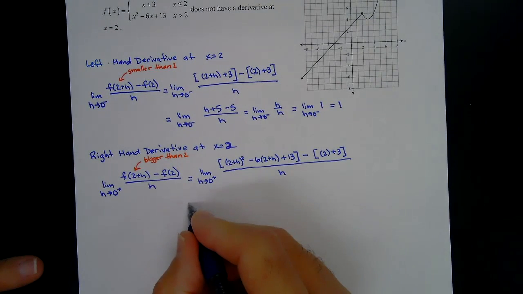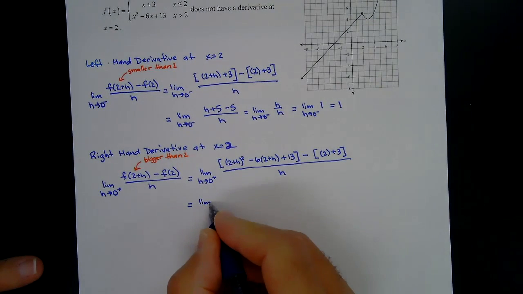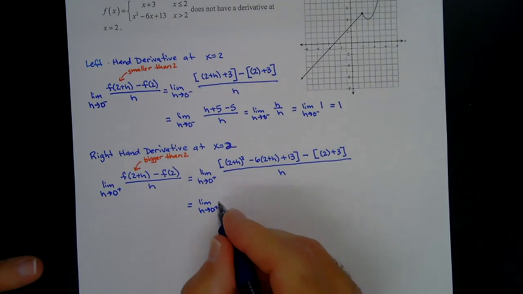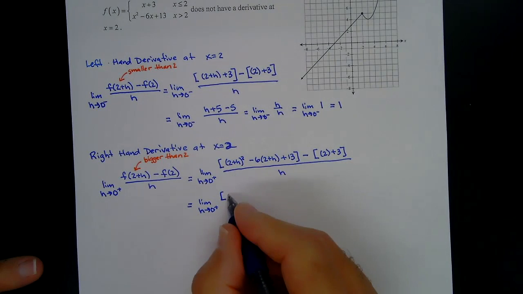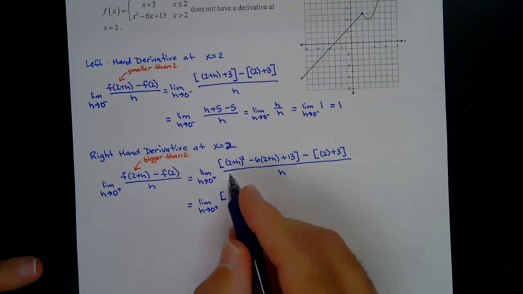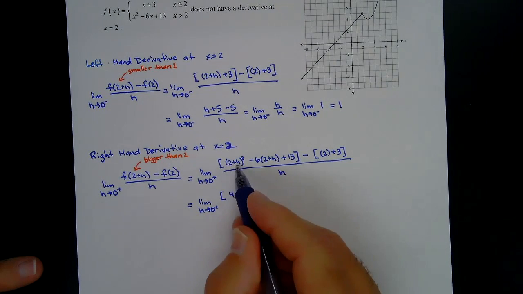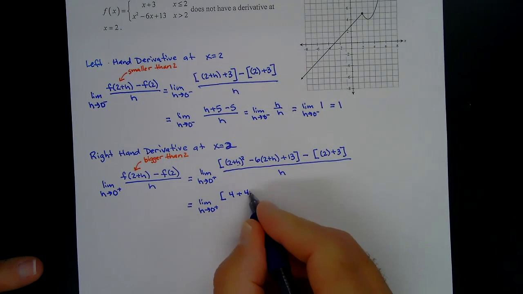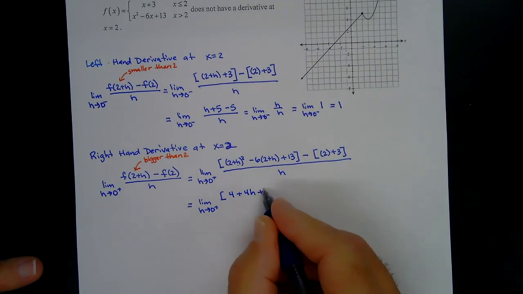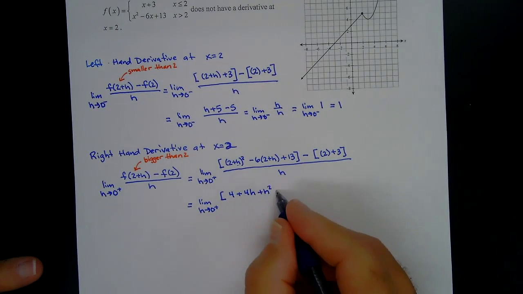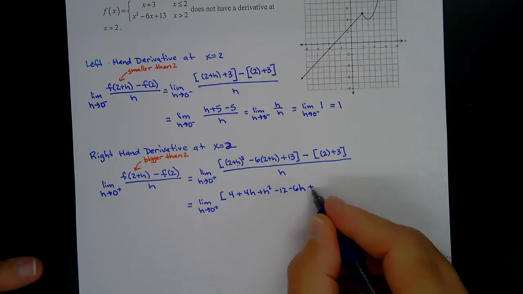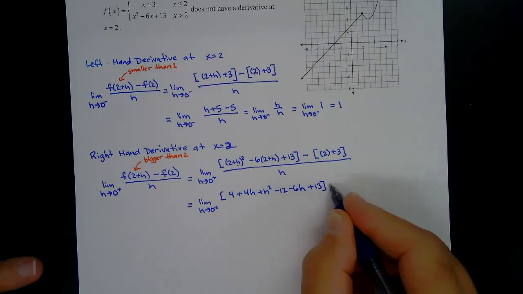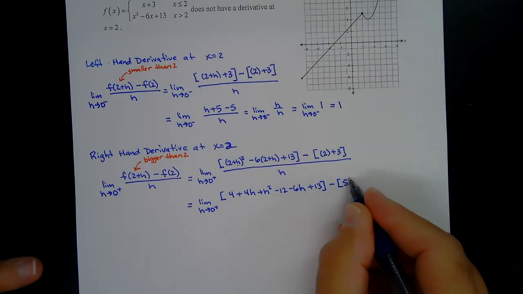So then this is equivalent to the limit as h approaches 0 from the right. And maybe you've done this so much now that you're starting to pick up on the pattern. It's going to be 2 squared, which is 4, plus we're going to multiply and double this. So 2h doubled would be 4h. And then plus h squared. And then minus 12. And then minus 6h. And then plus 13. And then minus the 5 right here.